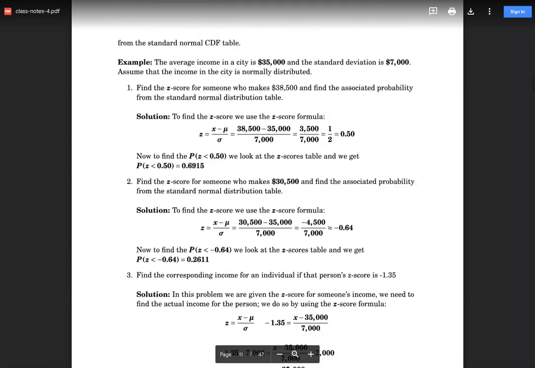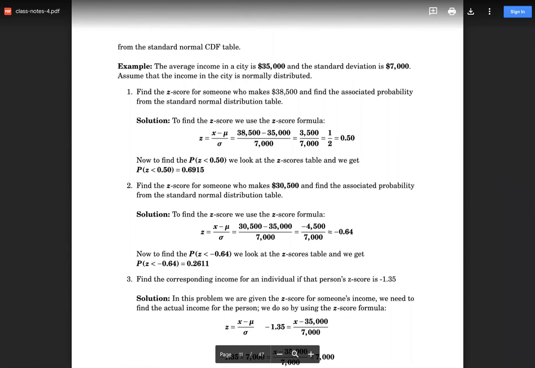Okay, so let's go ahead and continue with this problem again. Find the z-score for someone who makes 30,500. Find the associated probability. So 30,500, that's all you need to remember. This is our distribution of data. Now 30,500, 35,000 is right here.